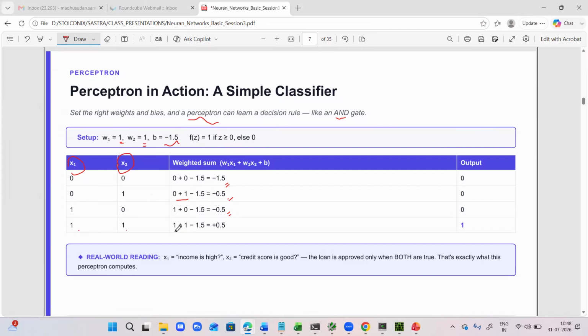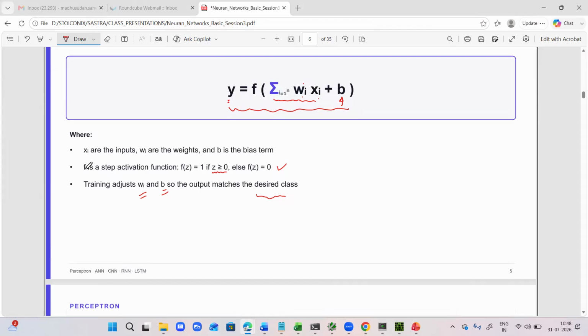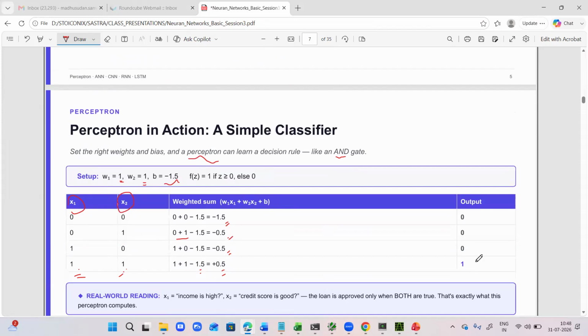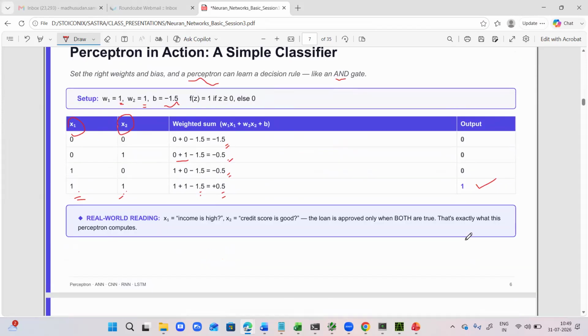Then for this case, 1 plus 1. So if x1 is 1 and x2 is 1, you get 1 plus 1, that is 2, and you have minus 1.5, that's equal to 0.5. So applying this logic, because z is greater than 0, the output will become 1. So you can very well see that for a given input 1 and 1, the AND gate in fact will produce an output of 1, and that's exactly what you get here as well.